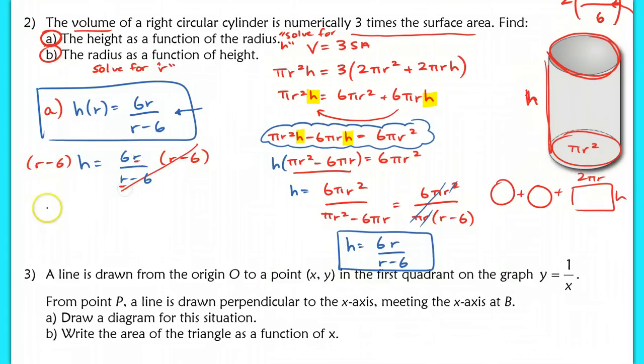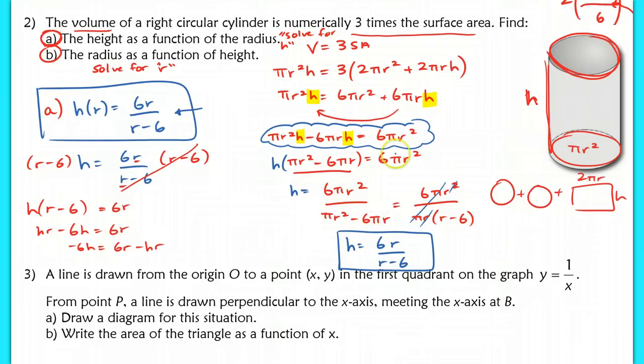These are going to cancel now, and I have (r - 6)h = 6r. I'm going to distribute here. We have hr - 6h = 6r. Now I'm going to get the r's to the same side, so I'm going to bring this r over here, and I'm going to write that as -6h = 6r - hr.